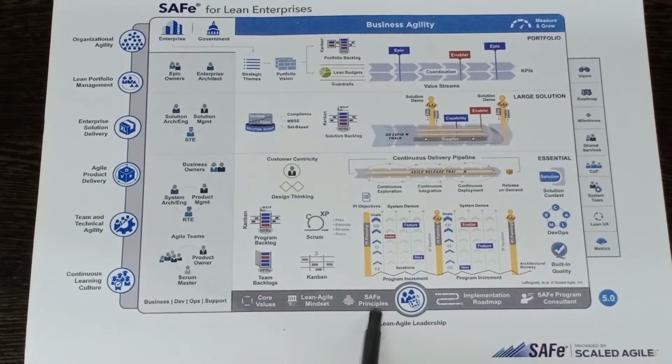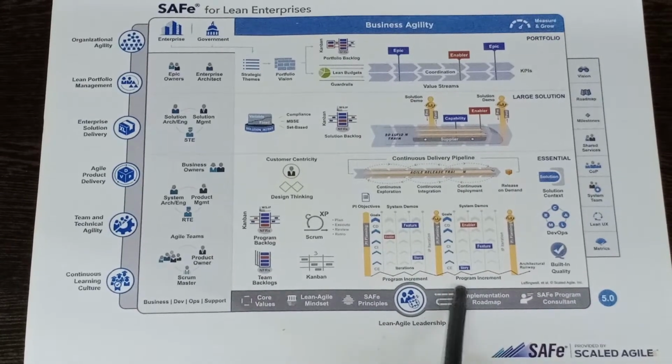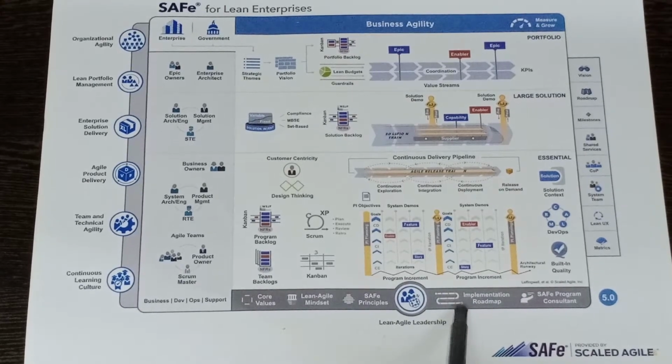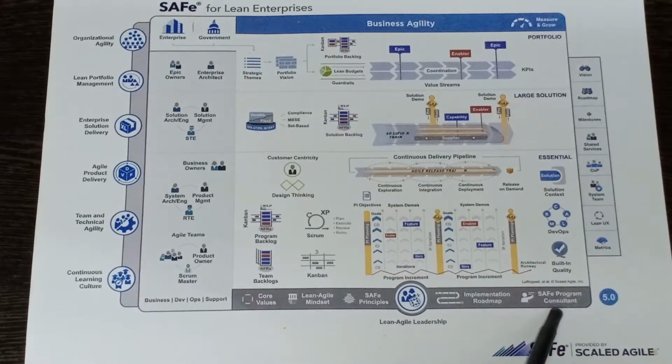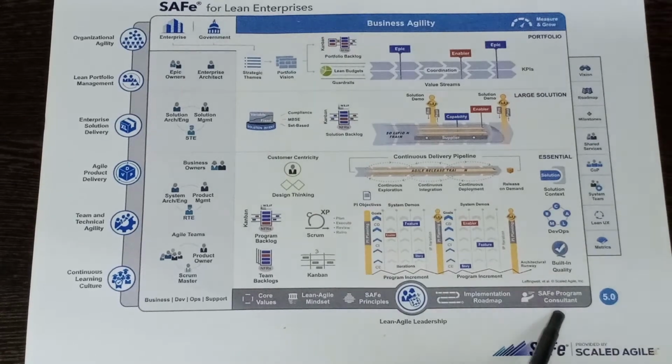There are 10 principles. You can watch our video on SAFe principles where I have done a deep dive on each of these principles. And SAFe has also given a very clear implementation roadmap, which we can use as a reference for SAFe transformation at the enterprise level, and the role of SAFe program consultant.